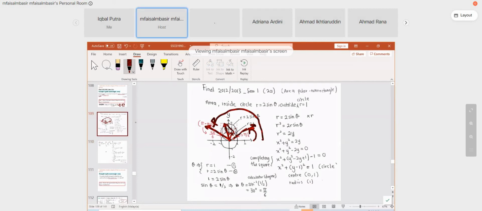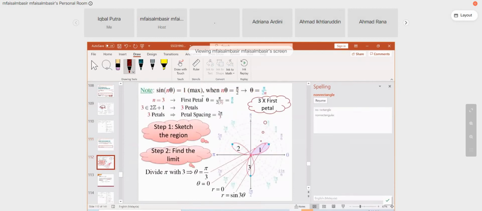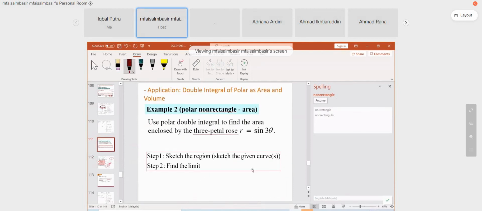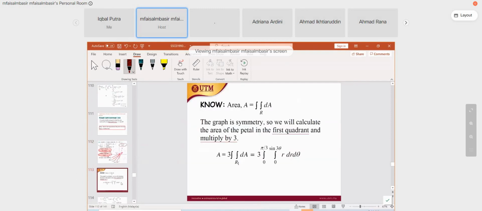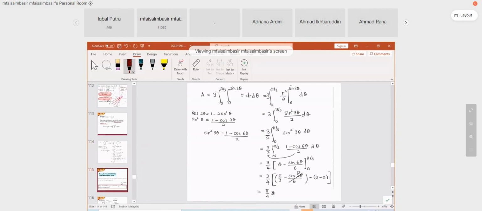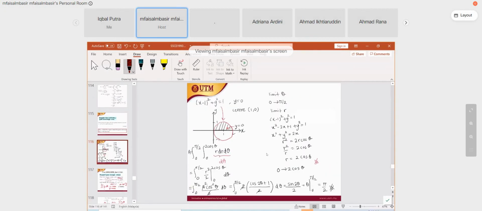Any question for this? You might confuse non-rectangular with polar, but you have to get used to it to understand it. Okay, I skipped this question because it's not so important. So there are some examples, you can do it by yourself.